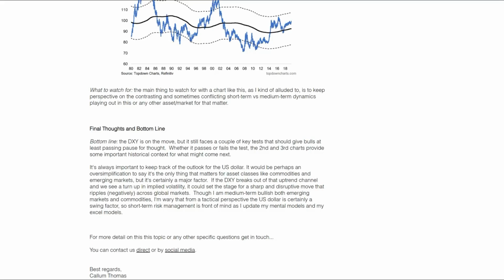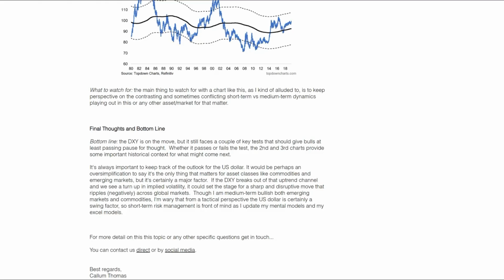Bottom line, the DXY is on the move, but it still faces a couple of key tests that should give the bulls at least passing pause for thought. Whether it passes or fails the test, the second or third charts provide some important historical context for what might come next. And so it's always important to keep track of the outlook for the US dollar. It would be a bit of an oversimplification to say that it's the only thing that matters for asset classes like commodities and emerging markets, but it certainly is a major factor.